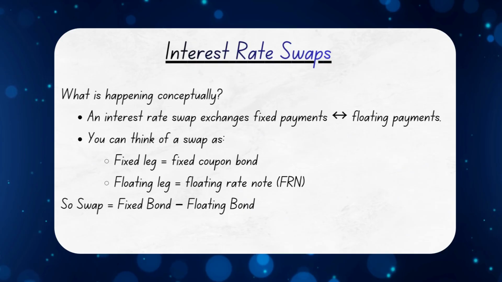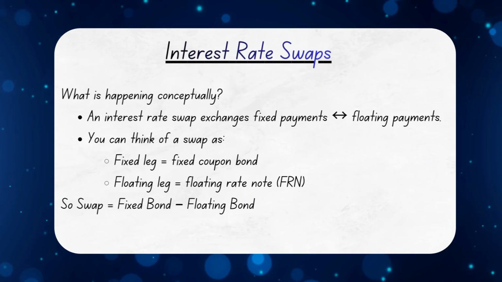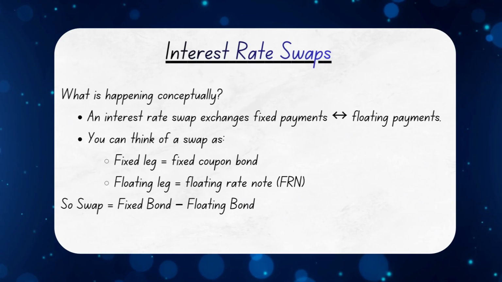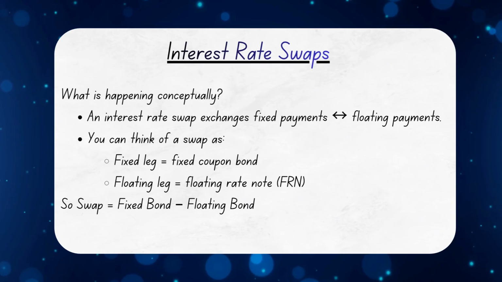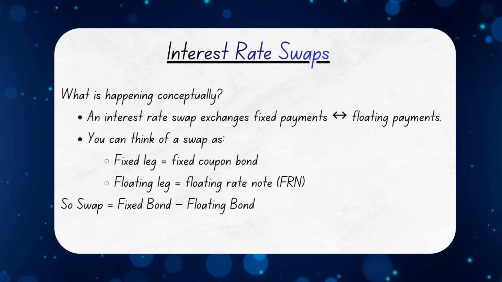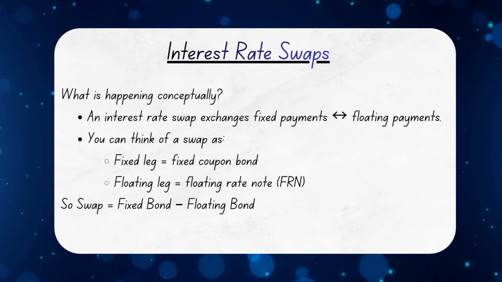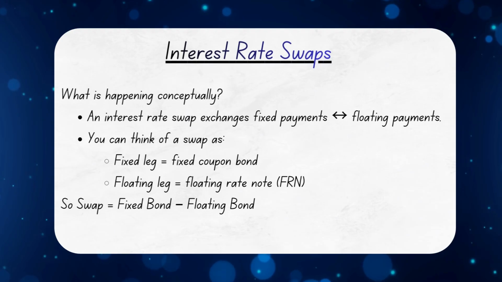Let's start with the basic idea. An interest rate swap is simply an agreement where one party pays fixed interest and receives floating interest. You can think of it like exchanging two types of loans. The fixed side behaves like a fixed coupon bond, and the floating side behaves like a floating rate note. So conceptually, a swap is just fixed bond minus floating bond.